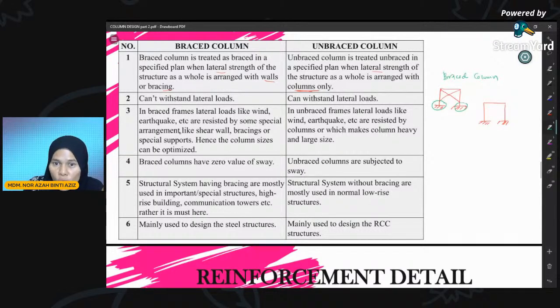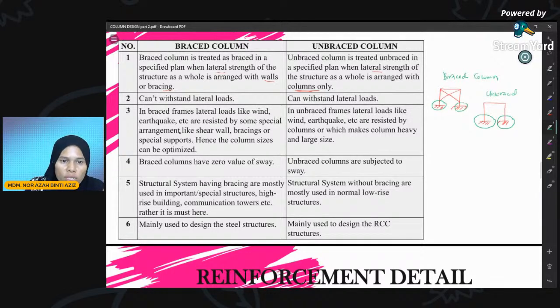While for an unbraced column, lateral loads like wind, earthquake, etc. are resisted by the column, which makes the column heavy and large in size. So for an unbraced column, we have to make the column heavy and large because totally the lateral load will be supported by the column.